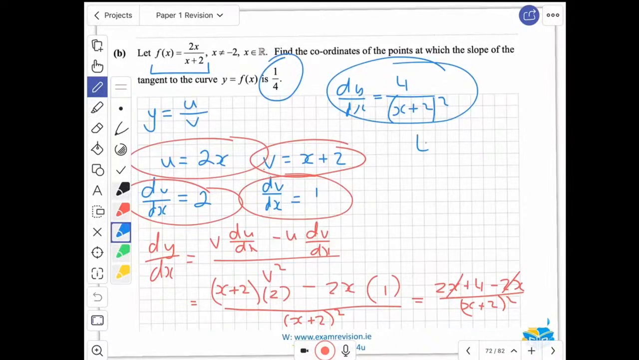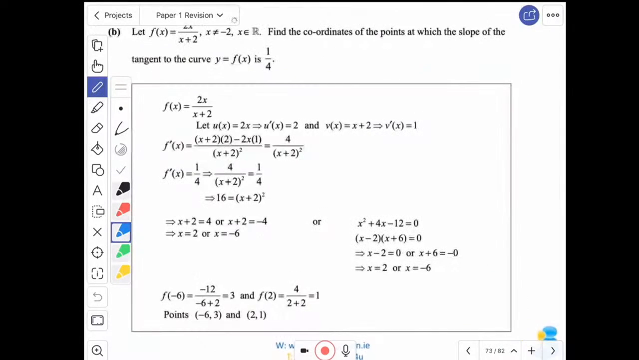So all you're going to do is say, right, that's my equation, that's my answer, and you're going to do a bit of algebra. I'm not going to do that out now, but you're going to multiply across by the x plus 2 squared and by the 4, and you get your two answers, sub them in, and you get your y values as well. Again, all that is done out. I have the solution here for you as well.